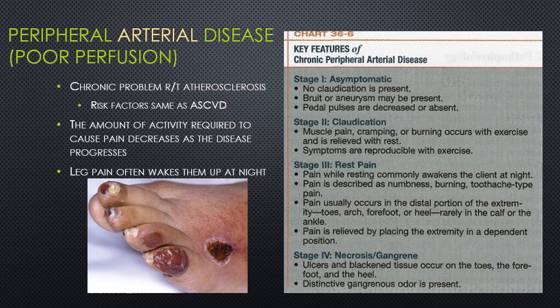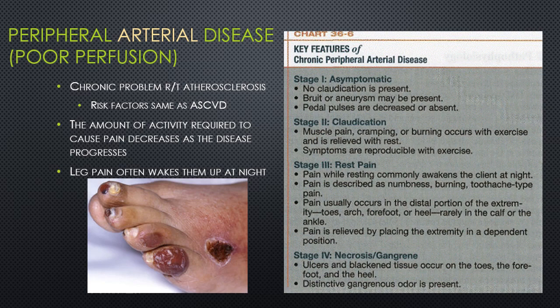In stage 2, they'll start to have some symptoms, and this is called claudication or intermittent claudication, meaning that with activity they will start to have muscle pain or cramping and burning, and that usually is relieved with rest and then reproducible again with activity. So it's important to say how much activity can you actually do before you start to experience pain, because as that amount decreases, the disease is worsening.